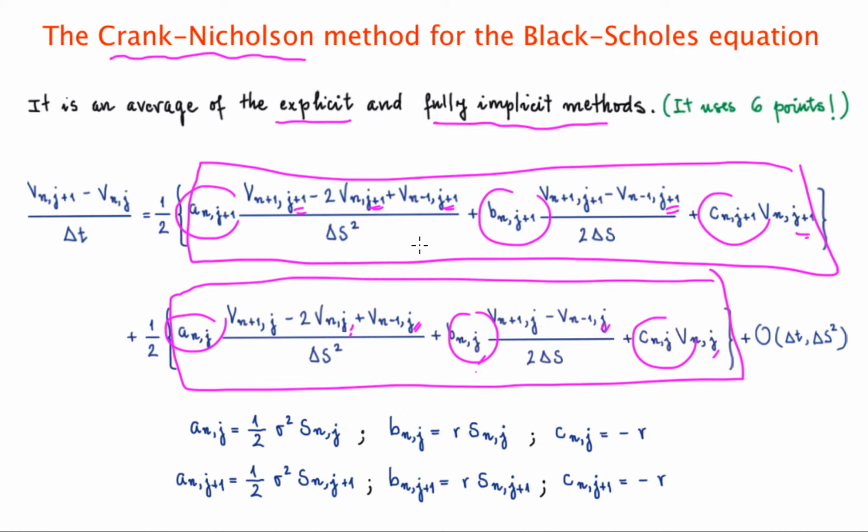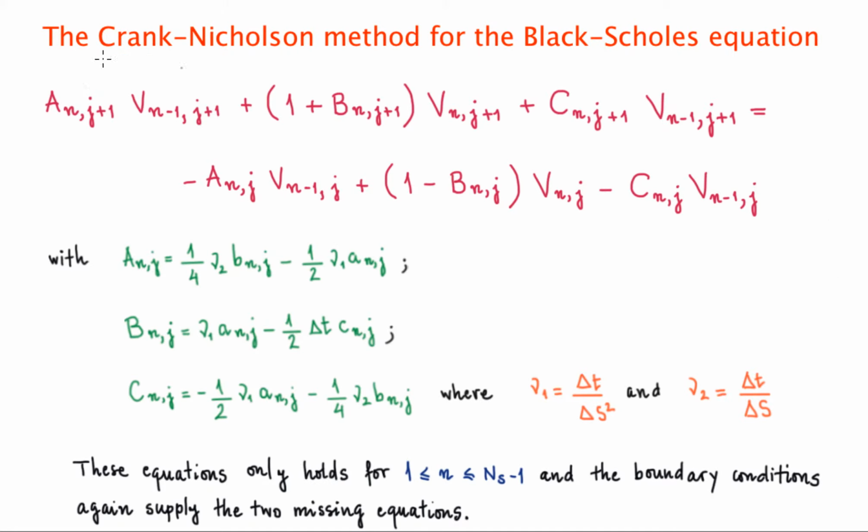Now what we can do is bring on the left-hand side everything which depends on j plus 1, and on the right-hand side everything which depends on j. And that's what we have here. That's the finite difference representation, and as we did in the fully implicit method, in order to make it look nicer, we have defined some capital A, B, C functions.